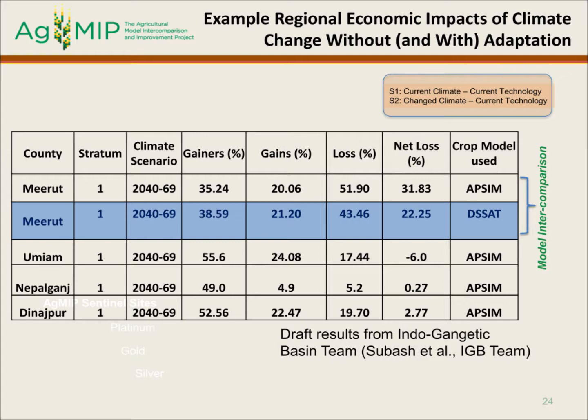This is a table of one of the teams that comes out. It shows percent gainers, the net loss, a percentage of households that lose, and it's not shown here, but also the change in poverty level associated with climate change. This is not to show you any specific numbers, but just to give you a flavor of what our global AgMIP team is helping to create and evaluate in a number of different places in Sub-Saharan Africa and South Asia, as well as in South America and also in the U.S.